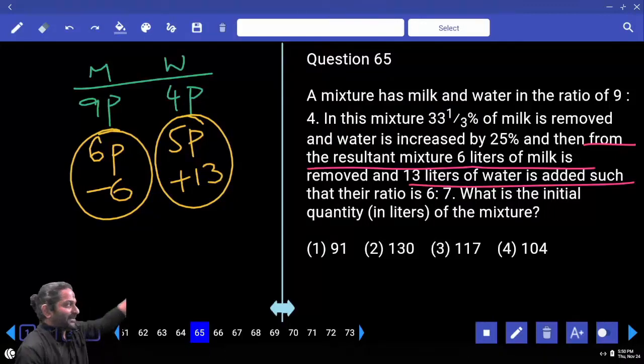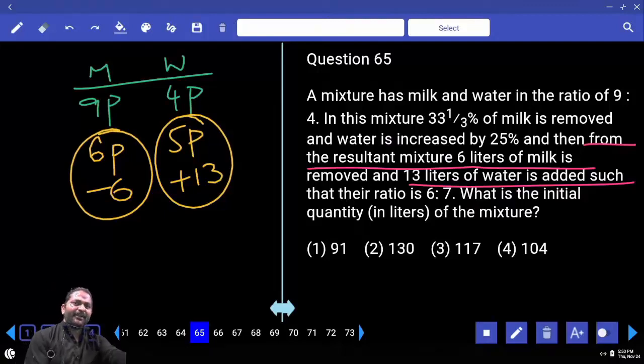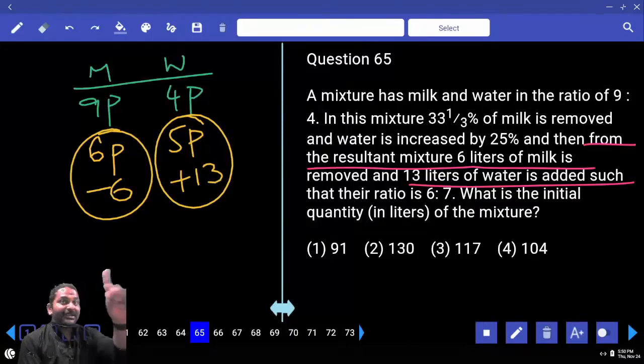Initial quantity of the mixture in the sense, how many parts do we have? 9 and then 4. Total how many parts? It has to be a multiple of 13, right? Is your first option a multiple of 13? Yes. Second option? Multiple options are there, so we have to calculate. If there is only one multiple of 13, you are done with it.